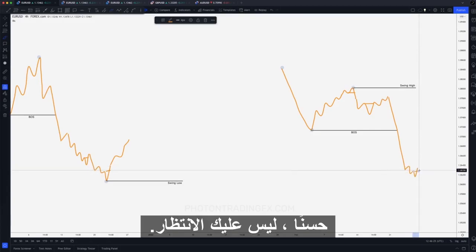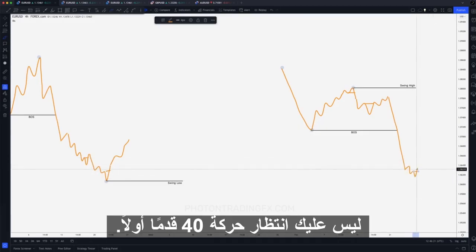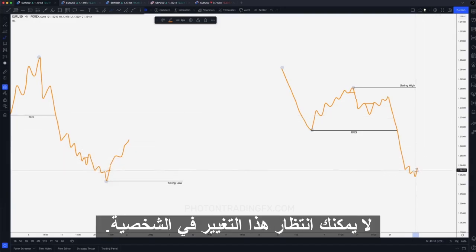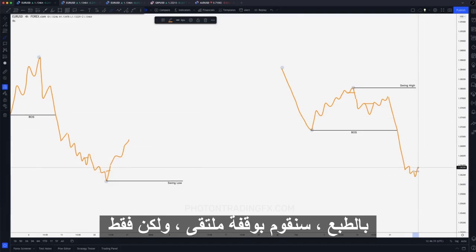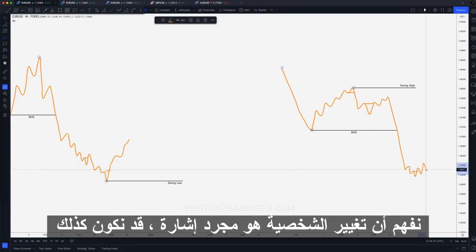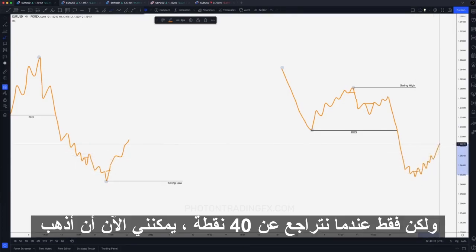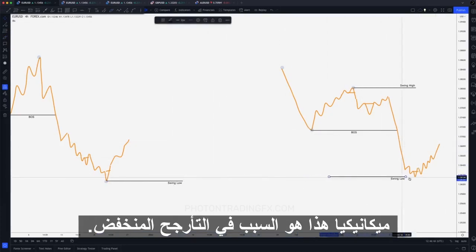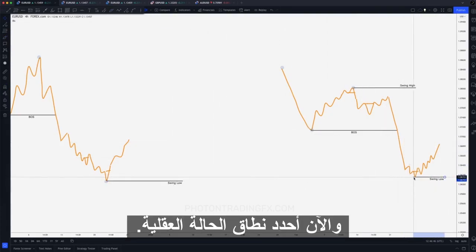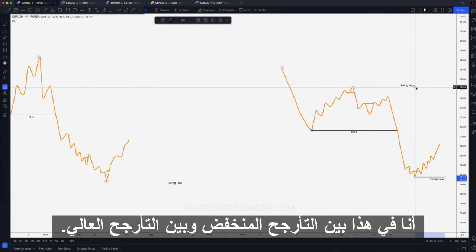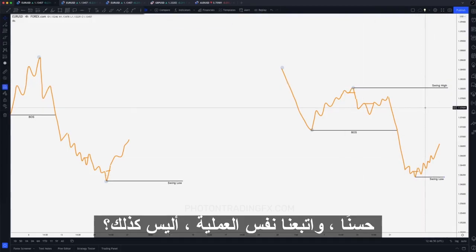Okay, so if you want to trade this pullback, you don't have to wait for a 40 pip movement first. You can wait for that change of character. Of course, we're going to pair this with confluence, but it's just to understand that the change of character is just a signal we might be pulling back. But it's only when we pull back that 40 pips that I can go mechanically, that is my swing low, and now I mark out the range I'm in. Okay, so I'm in this range between the swing low and the swing high. Okay, and then we follow the same process.